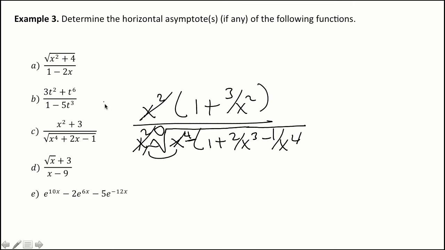And then we're going to take the limit as x approaches infinity. In that case, this becomes 0. This becomes 0. This becomes 0. And you're left with, this should be times, so you're left with 1 plus 0 divided by the square root of 1, which is simply 1.